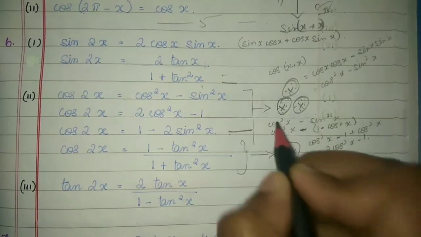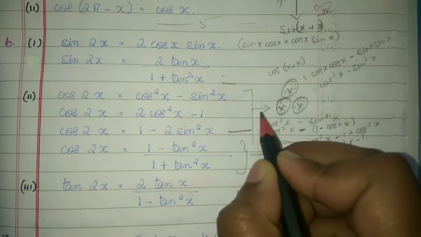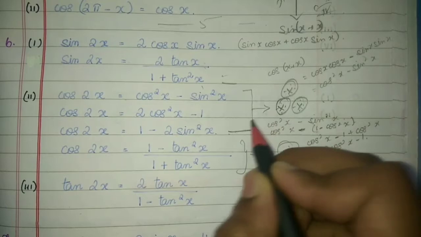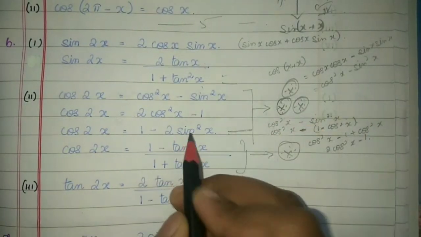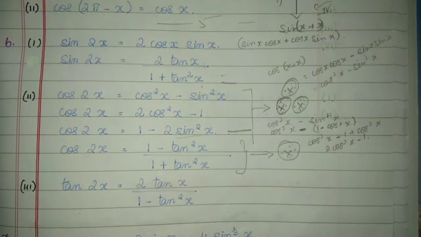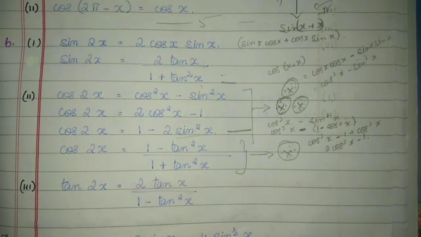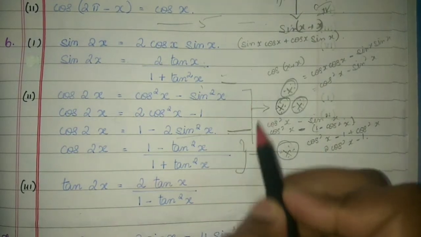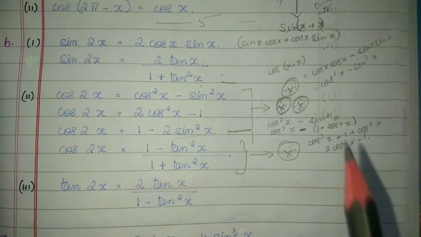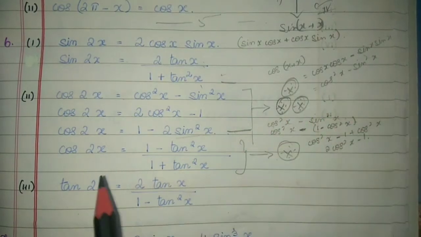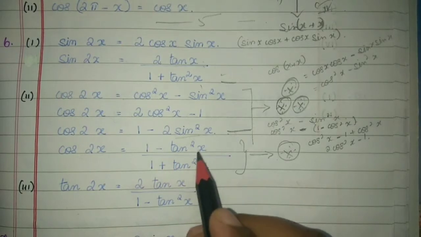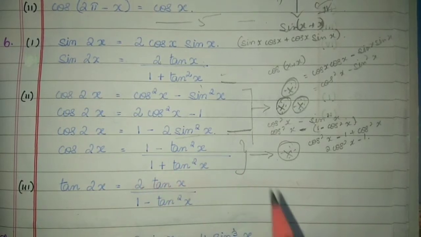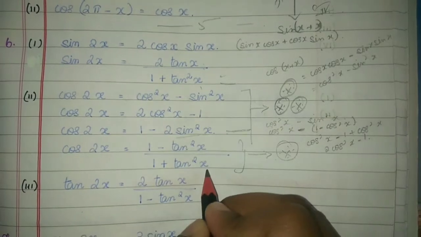Similarly, for cos square x, if you just substitute, it will be 1 minus sin square x. So 1 minus sin square x minus sin square x gives us 1 minus 2 sin square x. That's it. You can just work it out and see. If you learn it like this, it will stay in your mind. So this is the most important formula where you have to be very clear. Now one more, cos 2x is equal to 1 minus tan square x divided by 1 plus tan square x. I think even this is easy.